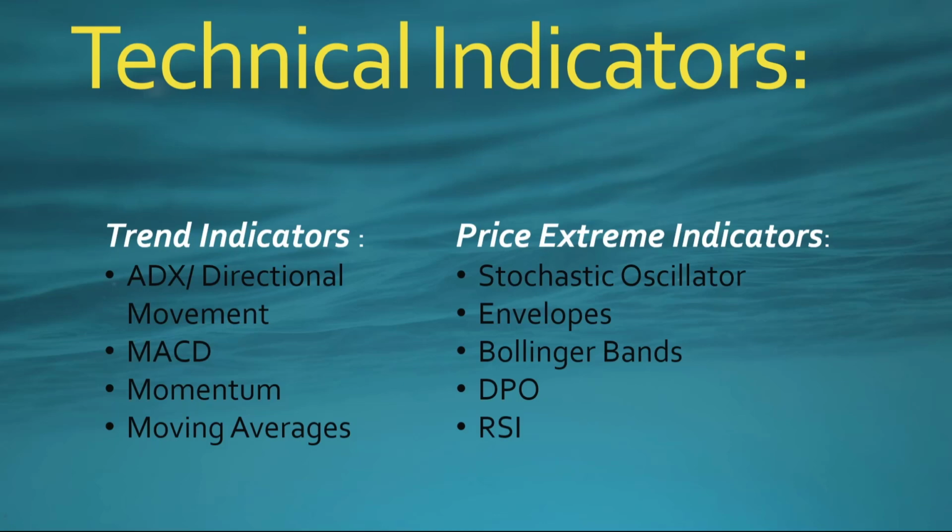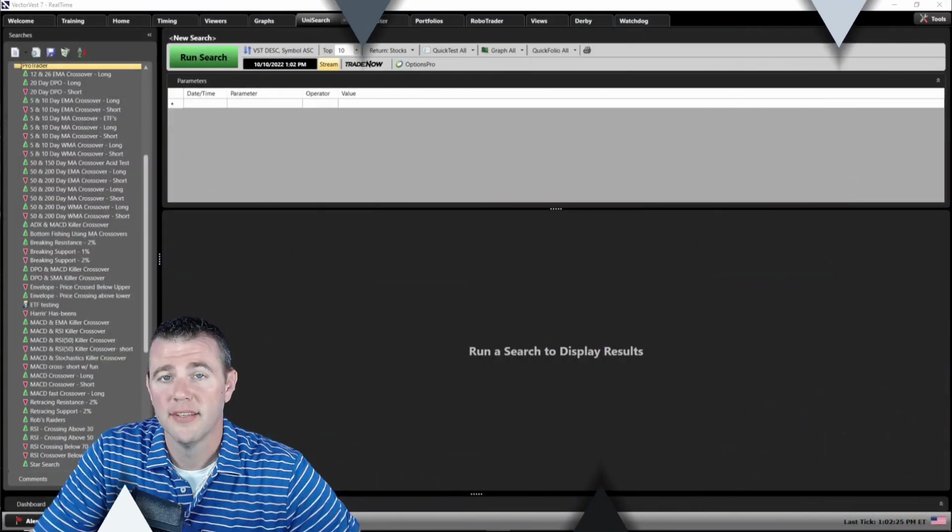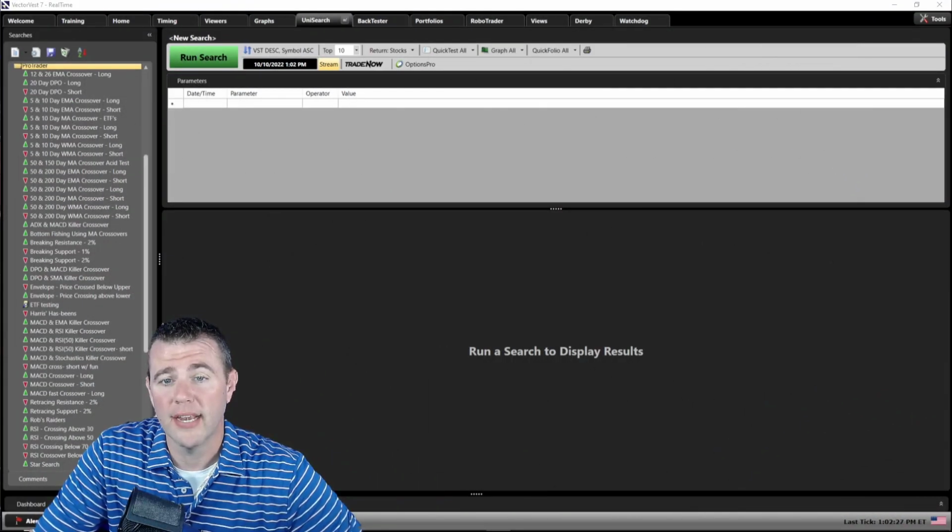Now it's best to combine a trend indicator and a price extreme indicator together, so that way you can identify when the stock is oversold, so that way you know you're getting in towards the low, and then you use the trend indicator combined with that, so that way you know that trend has hit a low and now starting to reverse and move higher, giving yourself a higher probability of success. So with that, let's go ahead, get back into the VectorVest 7 software, and we'll build our own scan together.